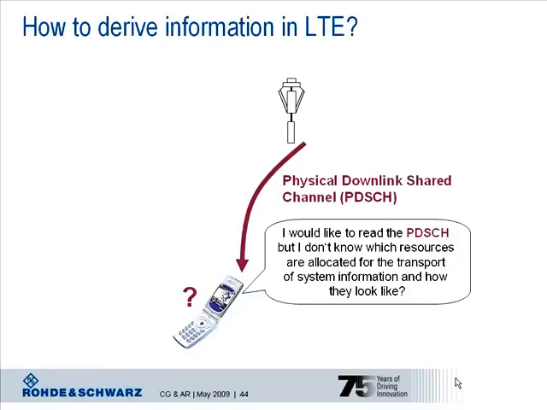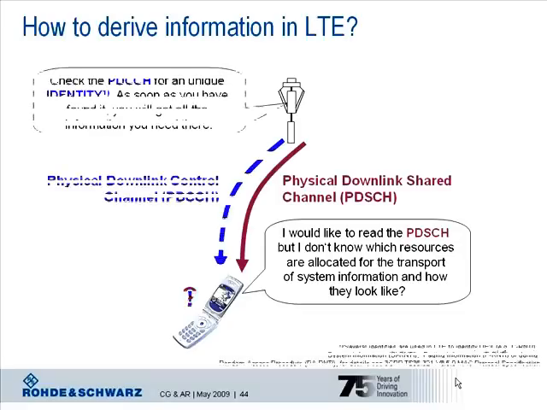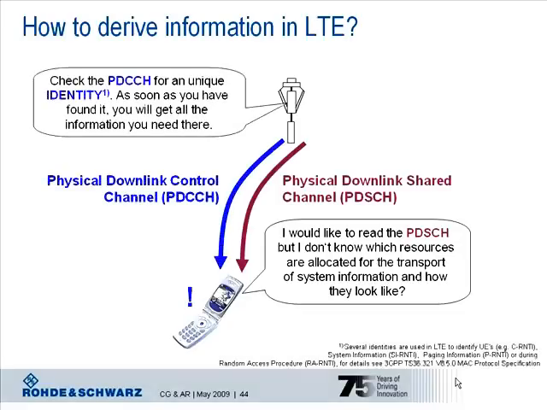The devices need to be informed about the scheduling decisions, and therefore all devices need to read the physical downlink control channel. This channel is transmitted over the entire bandwidth in the beginning of each subframe. Via unique identities, information is provided to the UEs if they are addressed with data and where to look for it on the physical downlink shared channel.